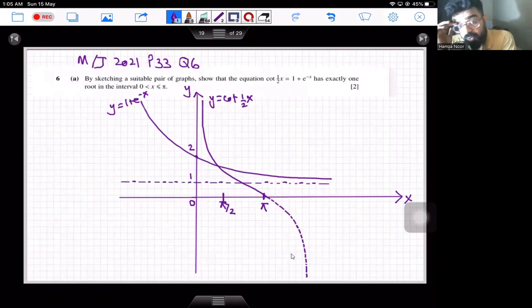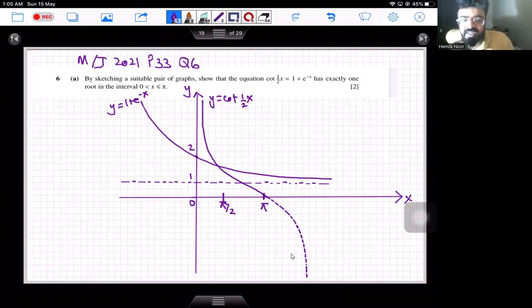Here we have question number 6. Part A says that by sketching a suitable pair of graphs, show that the equation cot half x equals 1 plus e raised to the power minus x has exactly one root in the interval 0 till pi. So first of all, we need to make a sketch of y equals cot half x, and then a sketch of y equals 1 plus e raised to the power minus x.